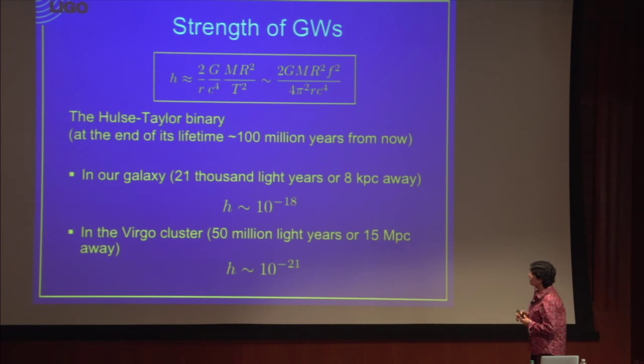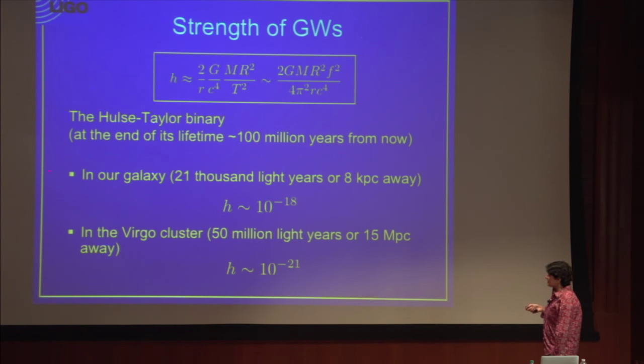So now let's look a little bit at the strength of the gravitational wave. What you see here is just a rewritten formula for strain where I've replaced the Q double dot term with just a scaling that goes as MR squared over the period squared. So MR squared is just the moment of inertia, and the period squared is just a scaling for the second time derivative. I can turn that into a frequency if I like. And I can plug in numbers for a typical binary neutron star system at the end of its lifetime, which would be for the Hulse-Taylor binary about 100 million years from now.